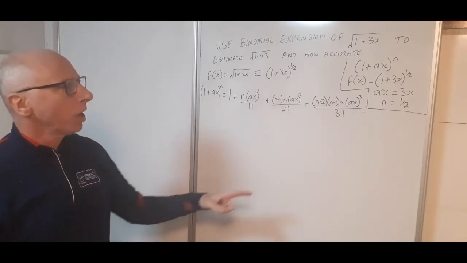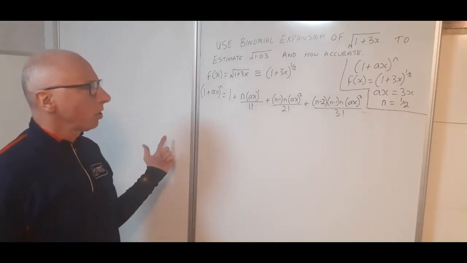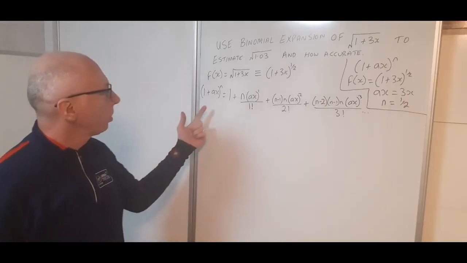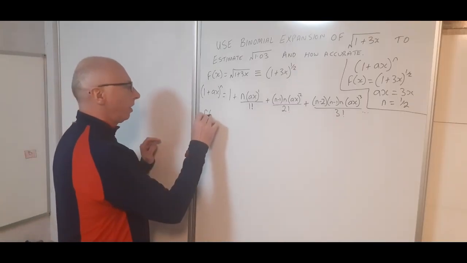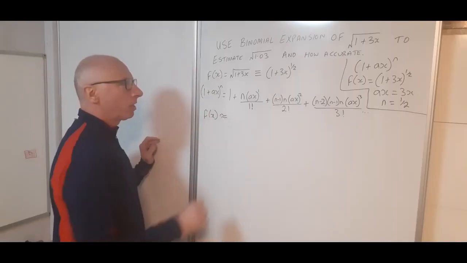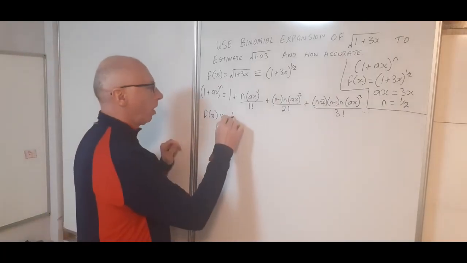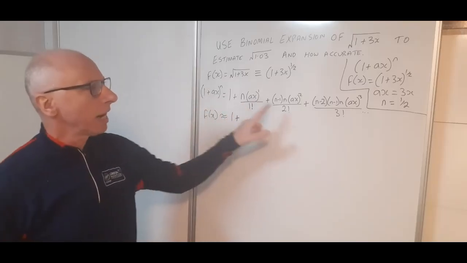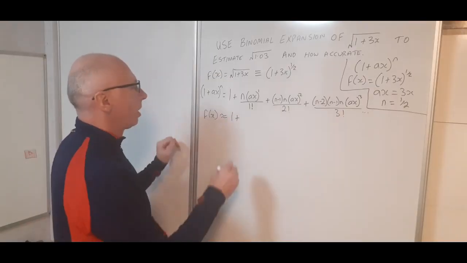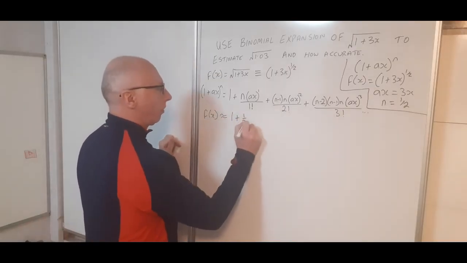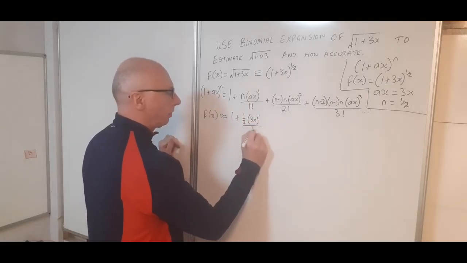Okay, now we've got our building blocks here. ax is 3x and n is a half. So all I've got to do now is substitute those in by substitution. So now I've got f of x. Remember, this is an approximation, so I'm going to use my approximation symbol. So I've got 1 plus, so wherever I see an n, I'm going to put a half, and whenever I see an ax, I'm going to put 3x. So I've got a half times 3x to the power of 1 divided by 1.